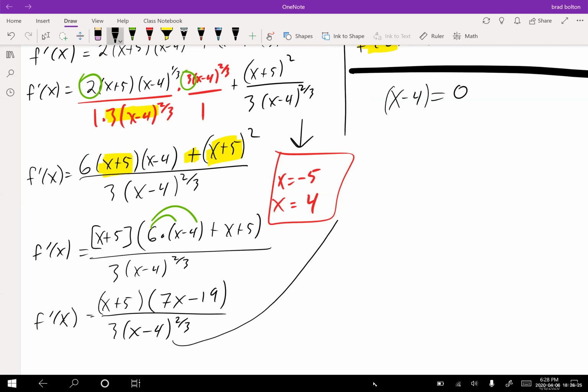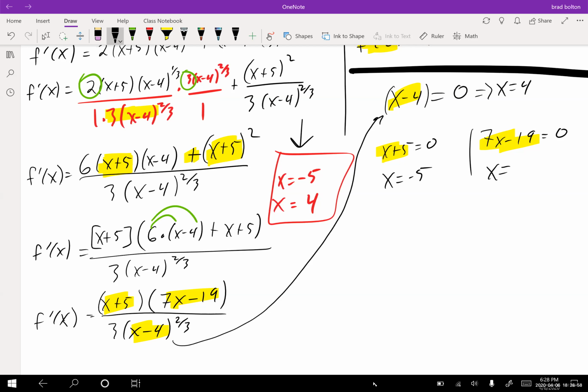So we're going to take the denominator and put them here. Then we're going to take the x plus 5 factor from the numerator and set that equal to 0. And then we're going to take the 7x minus 19 factor and set that equal to 0. So you guys hopefully see what I'm doing here is I'm taking each factor and setting them equal to 0, because we want to find out when the derivative is 0 or undefined or does not exist. So we come over here and we have x equals 4. Over here we have x equals negative 5, and over here we have x equals 19 over 7. So these are in fact my 4 critical numbers.